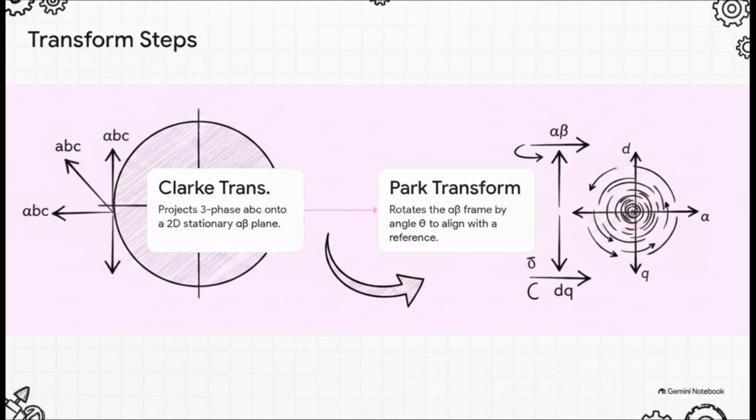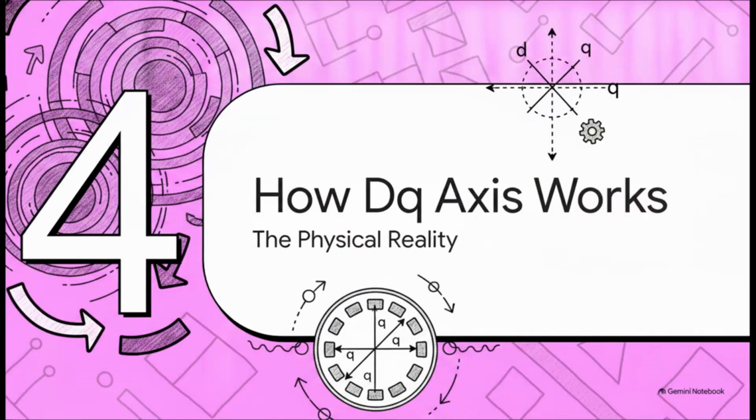But we don't stop there. Step 2 is the Park transformation. Here, we take that flattened alpha-beta frame and we rotate it by an angle theta to align it with a rotating reference. We are quite literally spinning our coordinate plane to catch up with the machine's rotating magnetic field. How cool is that? Now, for section 4, how does the DQ axis actually work?